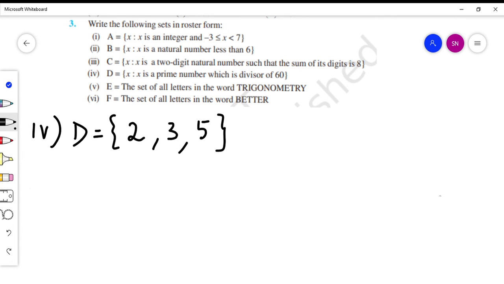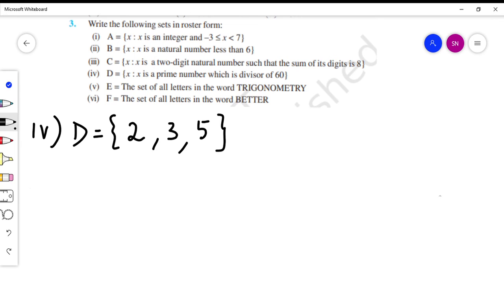So if I divide 60 by 2, obviously my remainder will be 0. Similarly, if I divide 60 by 3, again my remainder is 0. Similarly, if I divide 60 by 5, my remainder is 0. So, I think this justifies my question, and whatever answer I've written justifies my question. So, D is equal to 2, 3 and 5. So, these are the three prime numbers which are the divisors of 60.